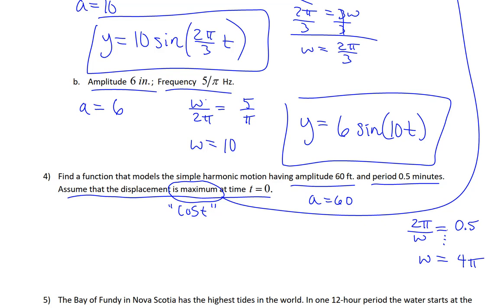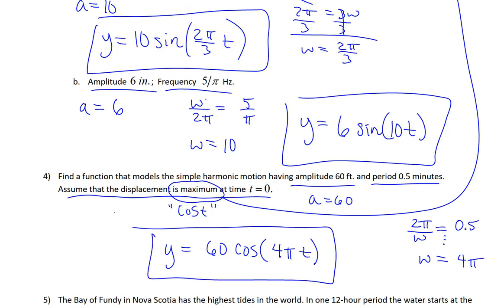Why does it matter? Because that's part of what we need to put this function together. So let's do that. In fact, I think we're good now because we can say y equals A, which is 60, times the cosine, which we decided to use out of convenience for this one, of omega t. Well, we just found omega to be 4 pi, so we'll say 4 pi t. And that function could model exactly what we need.